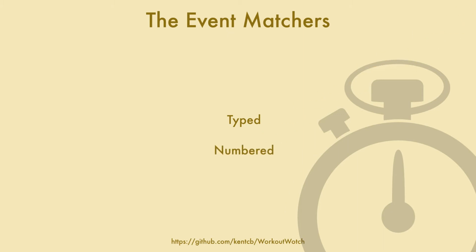And the other one we're going to want is a numbered event matcher. Quite a few of our events, like before and after a set, before and after a rep, will all have numbers associated with them, which is the set or rep number. So if we want to be able to discriminate whether an action runs based on the set number or the rep number, then we'll be able to use this numbered event matcher to do that.